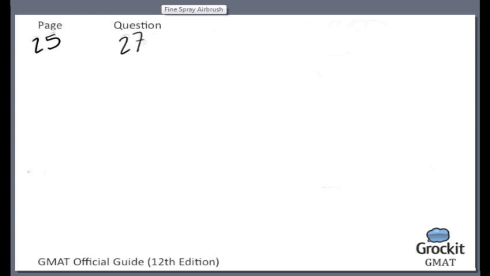So for sufficiency on this one, we would actually need to know the total cost of her call and the price per minute. From those two pieces of information, we could figure out how many minutes her telephone call was. And again, we have our answer choices.